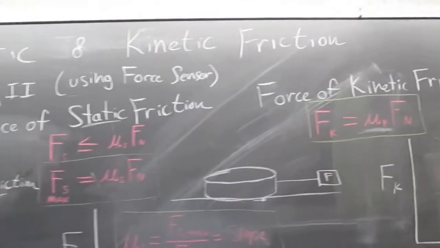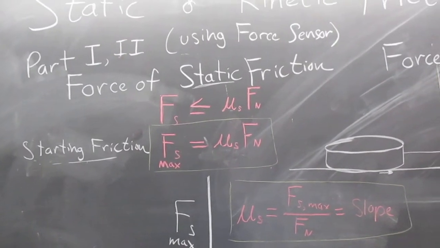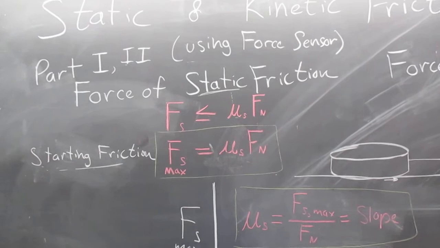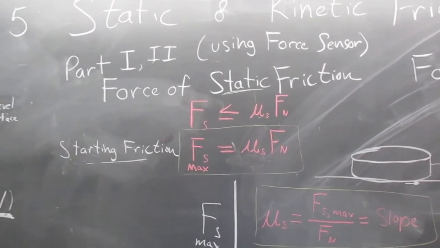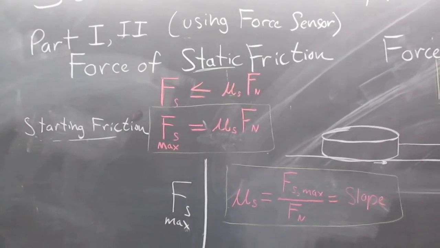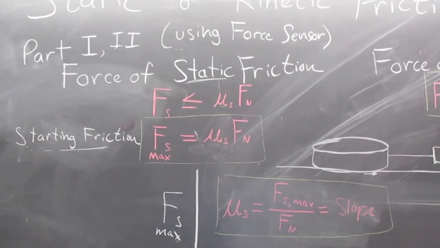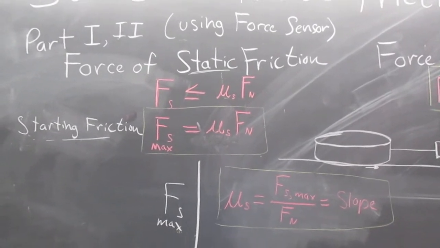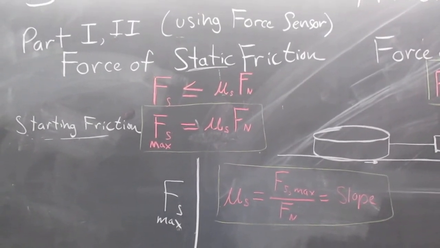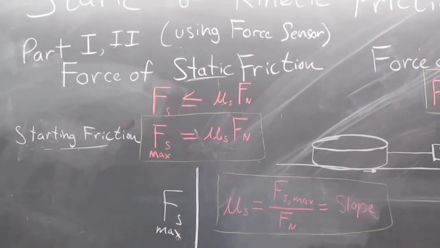Okay, so we know the force of static friction. Static means it's not moving, but at the point when it just starts to move, that's what we call the starting friction. And that's given by F sub s max equals mu sub s times the normal force. So our maximum static friction is when it starts to move.